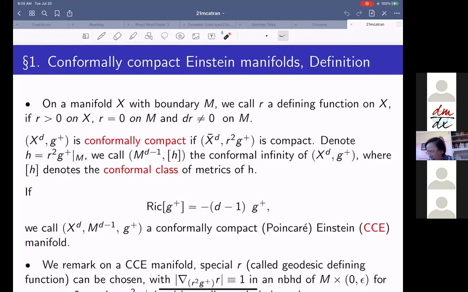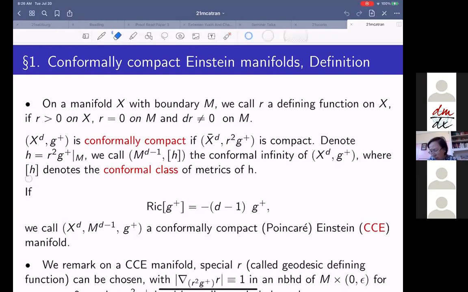And we call it conformally compact if g plus itself is not compact, but r squared g plus is compact. And we denote the restriction of r squared g plus to the boundary M by h. So h now is defining M. And in this case, we can see there are many different defining functions r. If you have r and then you multiply it by a positive function, that can be another defining function. So h is not uniquely defined, but it's defined up to a multiple of another positive function.